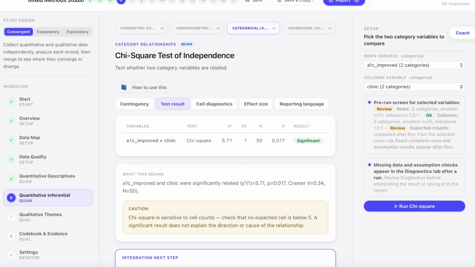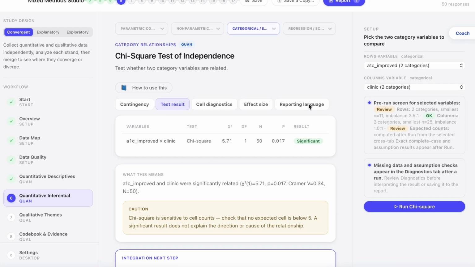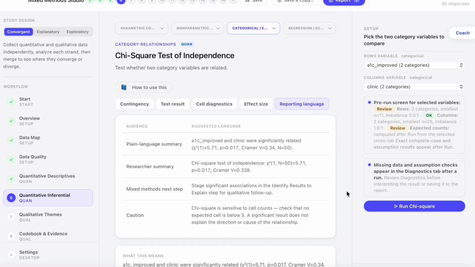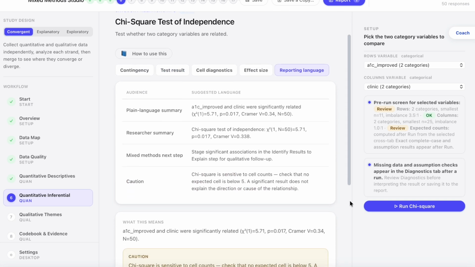The last tab, reporting language, is quietly one of my favorites because it turns this one result into correct, ready-to-use wording for whoever needs it. And it builds in the guardrails people forget. It hands you a plain language summary for a clinic director who doesn't read stats, and a researcher summary in proper journal form, chi-square with its degrees of freedom, its N, and the exact values laid out the way a method section wants. You copy the right one instead of hand typing it and fumbling the format.